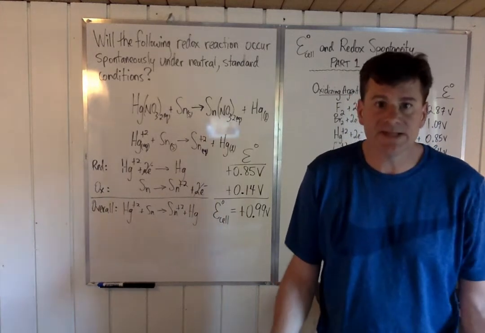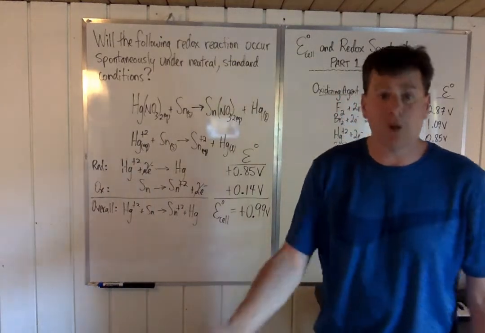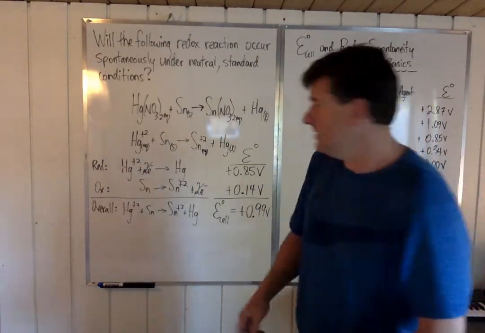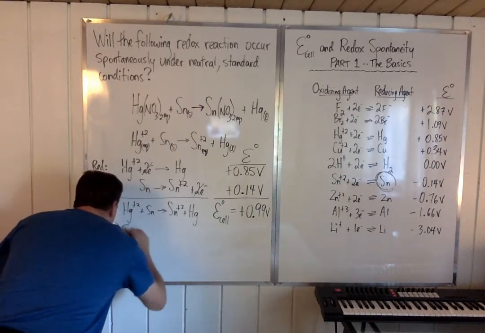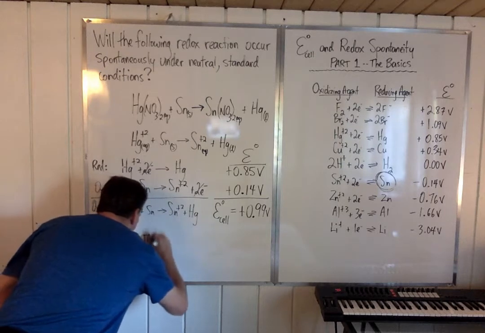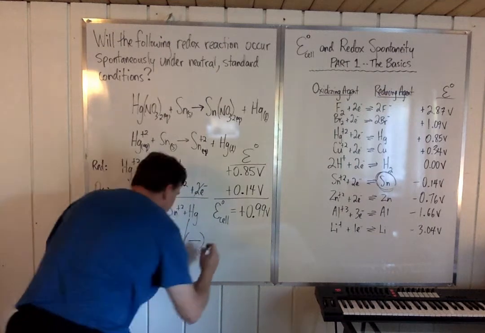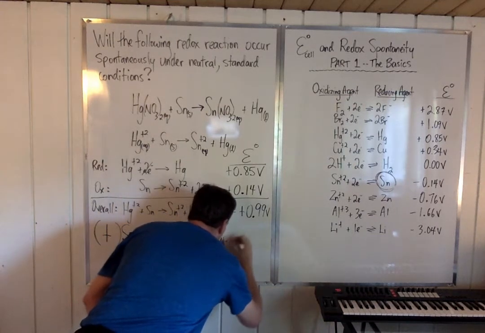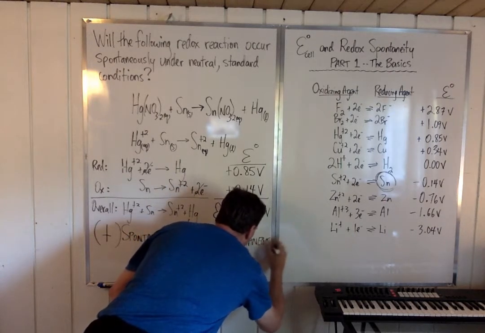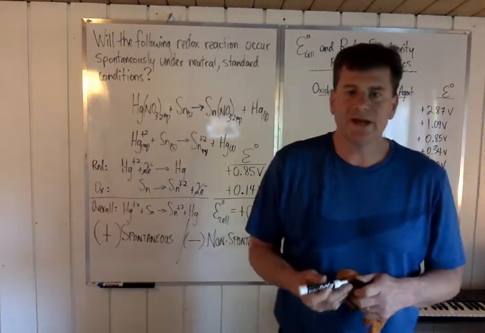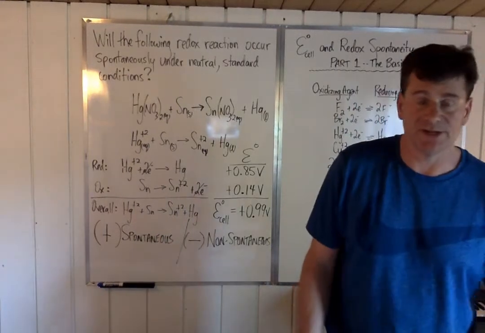That's the difference between the two of them. Now, how do you know if it's spontaneous or not? Well, it's quite simple. If the E cell is positive, it's spontaneous. Negative, it's non-spontaneous. It's that simple. You get a positive value, it's spontaneous. Negative value is not spontaneous.